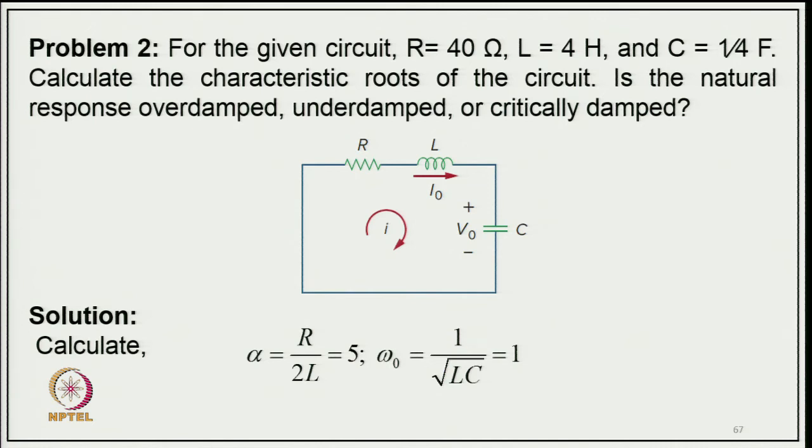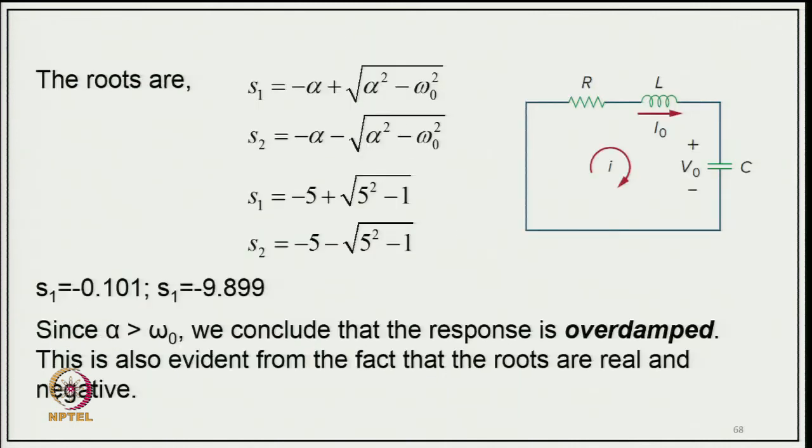So, we can find alpha equal to R upon 2L, that is 5, and omega 0 equal to 1 upon the square root of LC, that is equal to 1, and from this we can find the roots. S1 equals minus alpha plus the square root of alpha squared minus omega squared, and S2 equals minus alpha minus the square root of alpha squared minus omega squared. Putting in the values, S1 equals minus 5 plus the square root of 5 squared minus 1, and S2 equals minus 5 minus the square root of 5 squared minus 1.